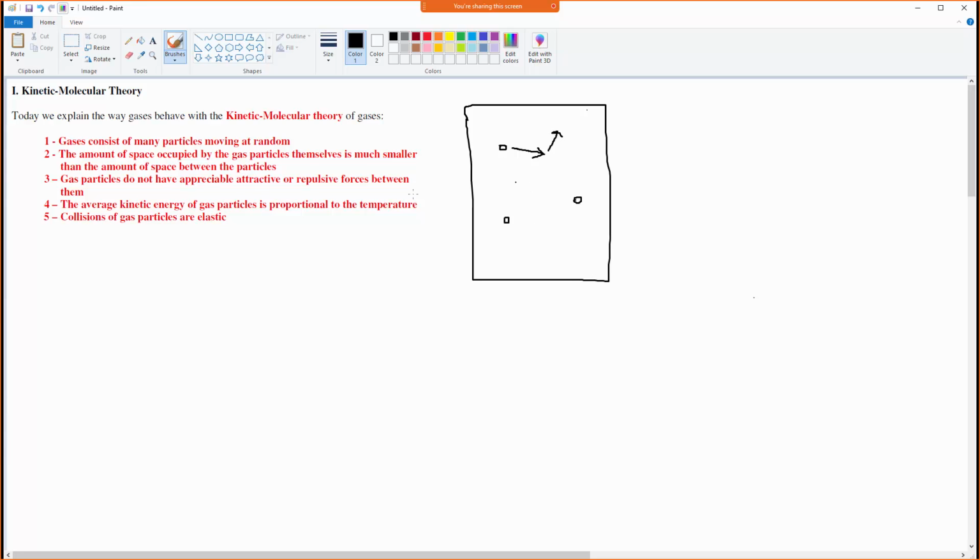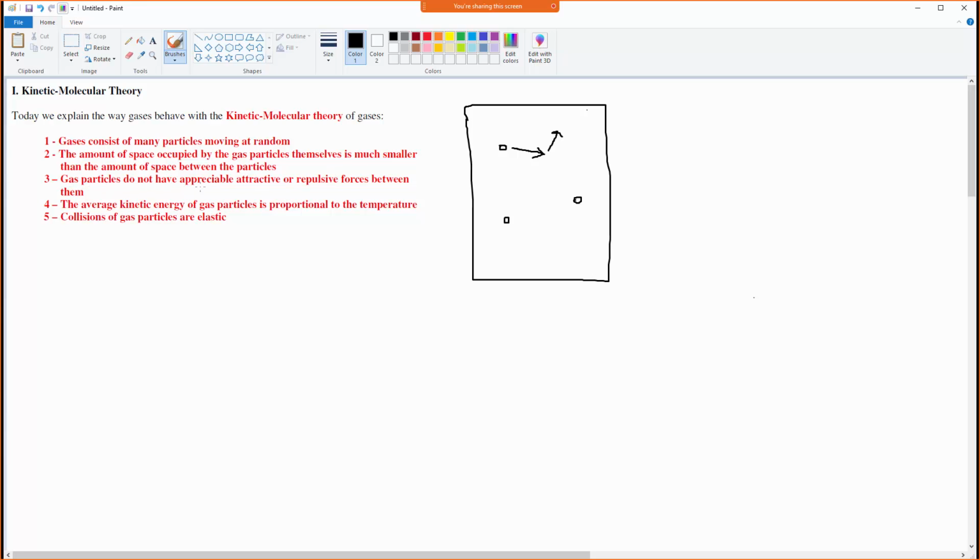But everything is random. Okay, the amount of space occupied by the gas particles themselves is much smaller than the amount of space between the particles. So you really do have a lot of empty space between the particles. In fact, when you take 1 milliliter of water and evaporate it, you'll find that it will occupy 1 liter of space. So that tells you that there's about 1,000 times as much empty space as you have particle space.